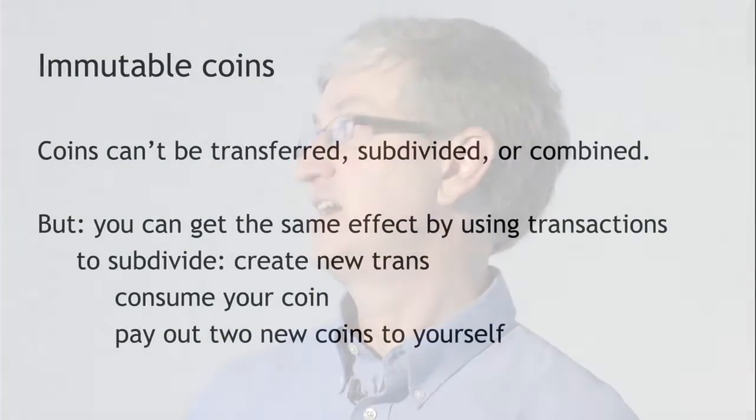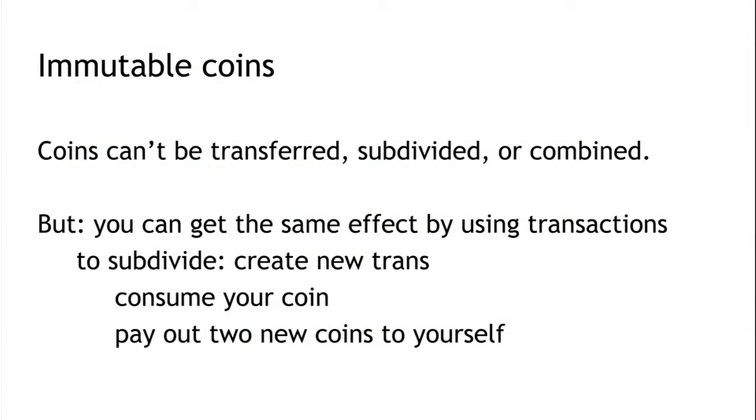But you can get the same effect as being able to subdivide or pay on or combine coins by using transactions. For example, if you want to subdivide a coin, you can just create a new transaction that consumes that one coin and then produces 2 new coins of the same total value. And if you want, you can give those 2 new coins back to yourself. That's a way that you can subdivide a coin that you own. Similarly, you can combine coins or you can pay on a coin, in effect, by just creating a chain of transactions, each of which pass that value on in the form of a new coin to someone else. So although coins are immutable in this system, it has all of the flexibility of a system that didn't have immutable coins.